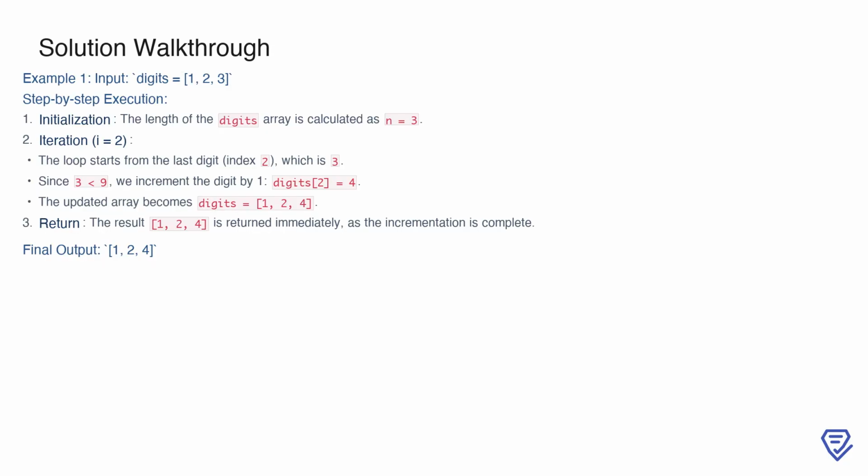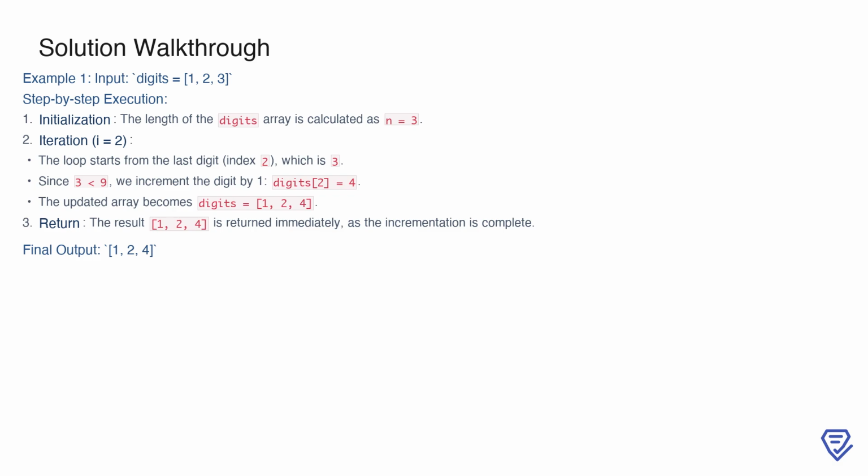For this first example, the input array is digits equals [1, 2, 3]. The goal is to add 1 to the number represented by this array. We start by determining the length of the array, which is n equals 3. This tells us there are 3 digits to process.